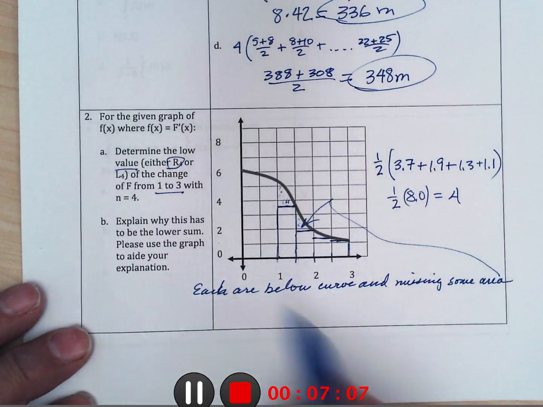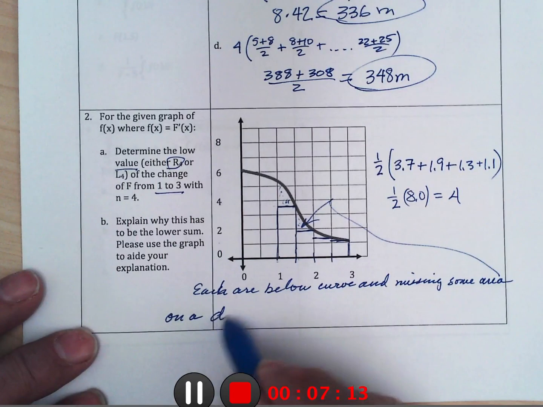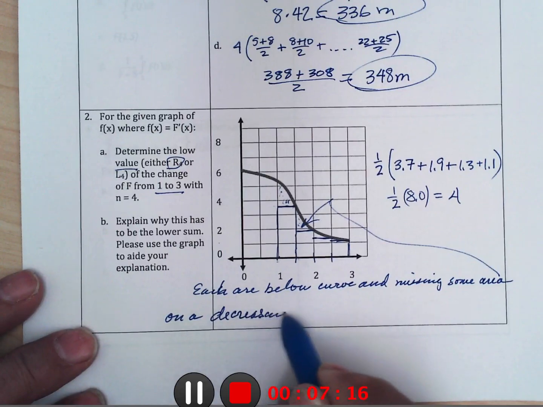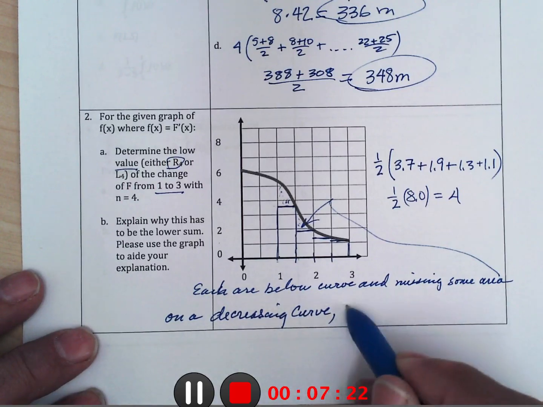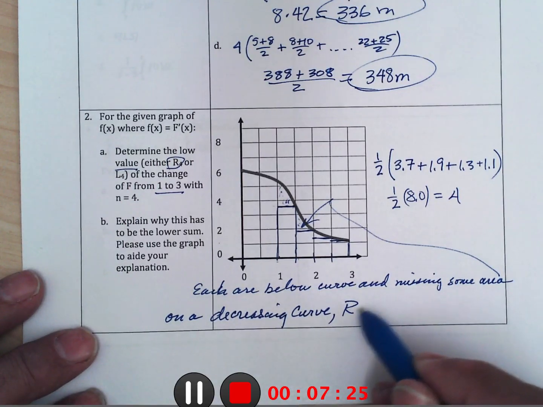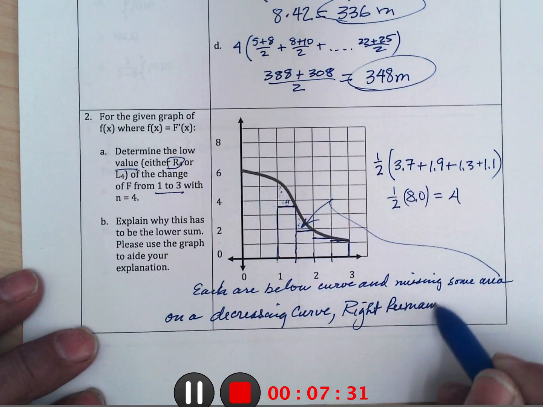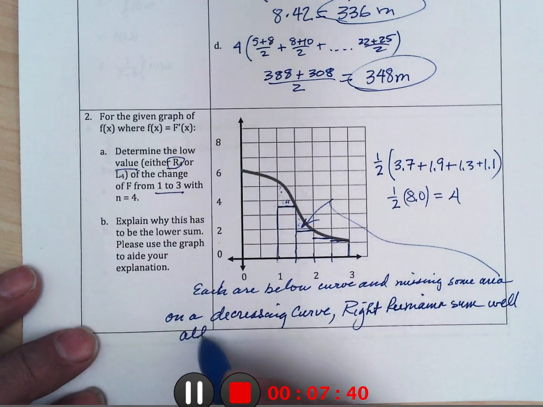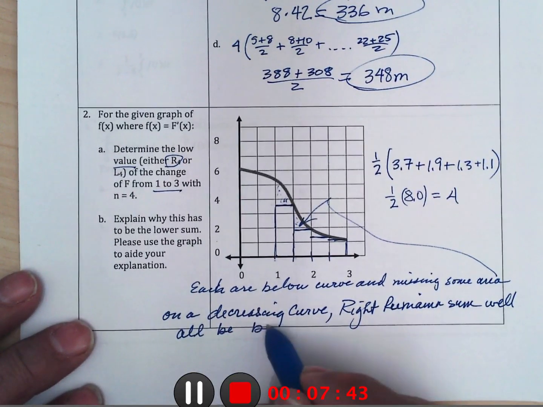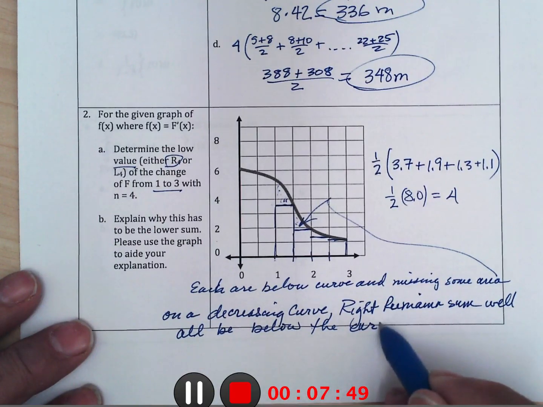Or I could say on a decreasing curve or function, R's right Riemann sums will all be below the curve. Something like that.